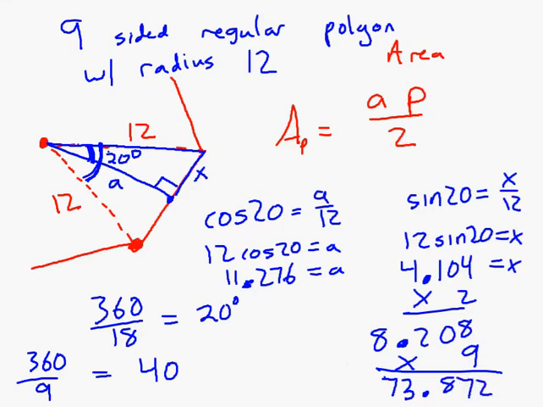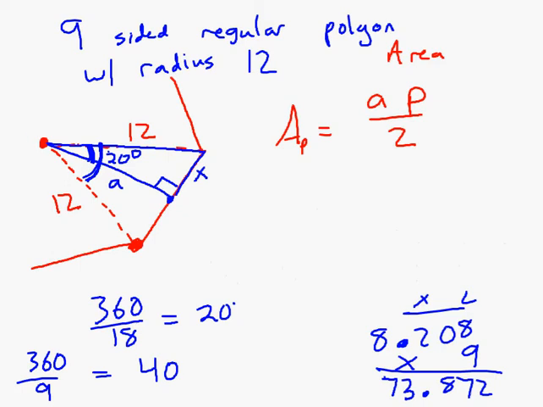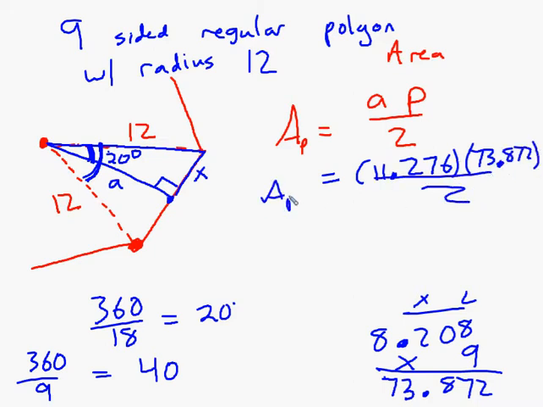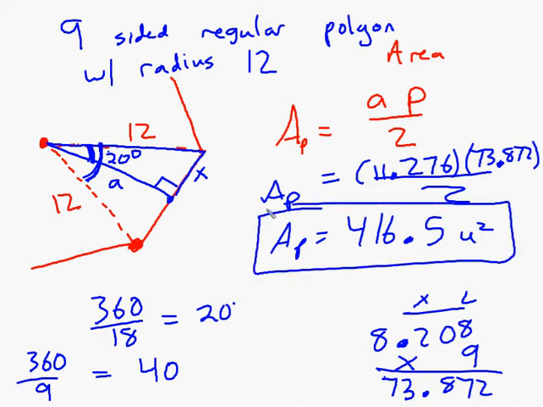I'll get to your question in a moment, Kevin. Alright, can I erase this? Alright, so A was what again? It was 11.276. P was 73.872. And then divide by 2. 416.5. Units squared. I'll trust that you did that right. Kevin, what's your question?